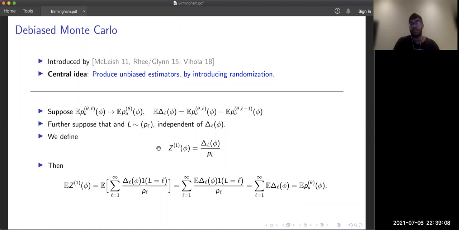Now let's suppose that we define Z of 1 phi. The 1 here is not so essential. I've just labeled it as 1, but let's just assume that it's Z of 1, where it doesn't really have any significant meaning. And let's say it's given by the fraction of this essential quantity right here, which is a difference at the finest mesh refinement, and P of L. And so once you actually define this quantity.